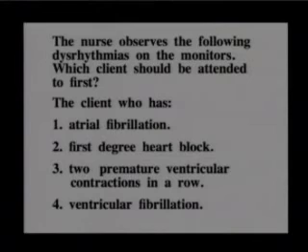Now let's do another question. The nurse observes the following dysrhythmias on the monitors. Which client should be attended to first? The client who has atrial fibrillation, first-degree heart block, 2 premature ventricular contractions in a row, or ventricular fibrillation. And the answer to this question is, of course, answer number 4. We discussed a few minutes ago that ventricular fibrillation is immediately life-threatening. You have 4 to 6 minutes until brain death occurs.